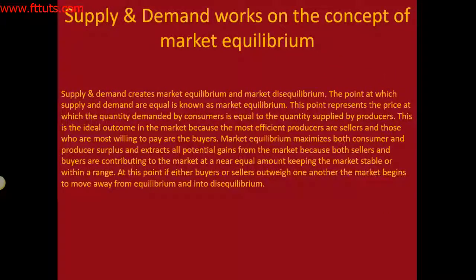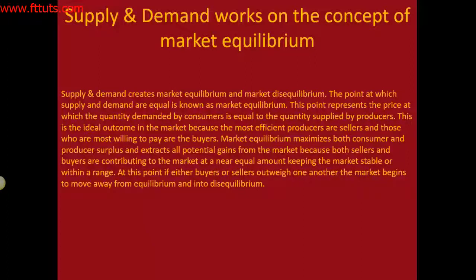Supply and demand creates market equilibrium and market disequilibrium. The point at which supply and demand are equal is known as market equilibrium. This point represents the price at which the quantity demanded by consumers is equal to the quantity supplied by producers. This is the ideal outcome in the market because the most efficient producers are sellers and those who are most willing to pay are the buyers. Market equilibrium maximizes both consumer and producers' surplus and extracts all potential gains from the market because both sellers and buyers are contributing to the market at near equal amounts, keeping the market stable or within a range.